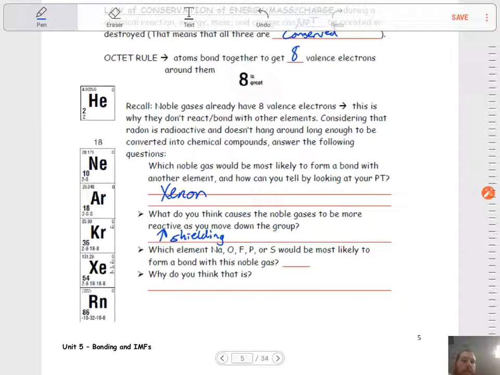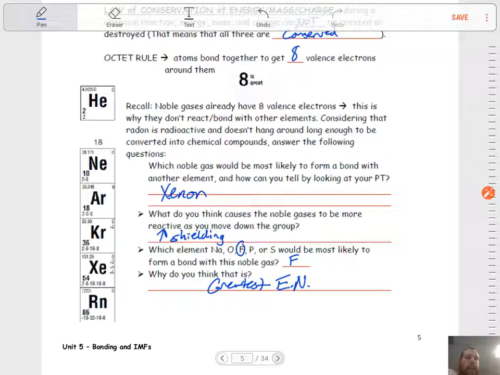Which element would most likely be able to form a bond with this noble gas? So if you looked on your chart there, xenon, you got +2, +4, +6. So it's going to be something that tends to want to gain those electrons. Which one of those elements listed there has got the highest electronegativity? That's going to be this guy, fluorine. Remember, chem is phan. Those are the ones that are most electronegative, especially fluorine. So it's because it's got the greatest electronegativity.